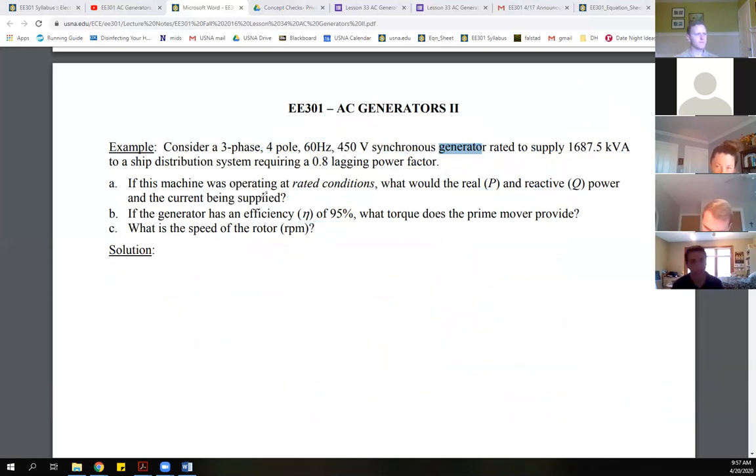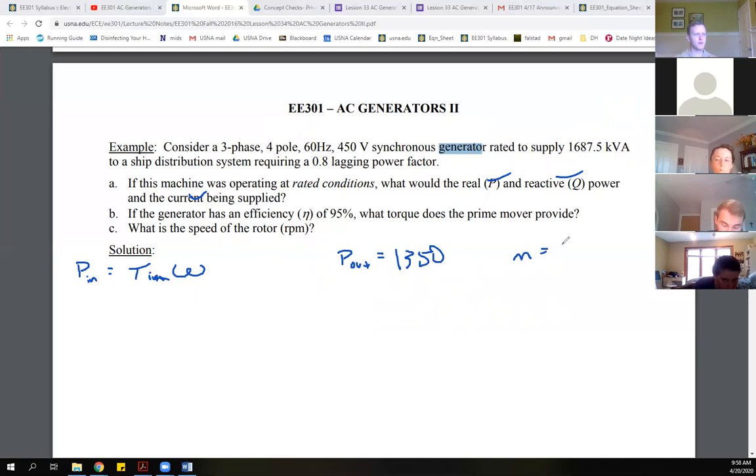So the next one that we're asked to find, we found the P, we found the Q, we found the current. If the generator has an efficiency, what torque? So we're solving for the torque in. Well, what equation relates to that is the power in equals torque in times omega. Let me look at mine real quick. Efficiency. Yeah, so do we have P out at 1350. Efficiency is 0.95, also 95%.